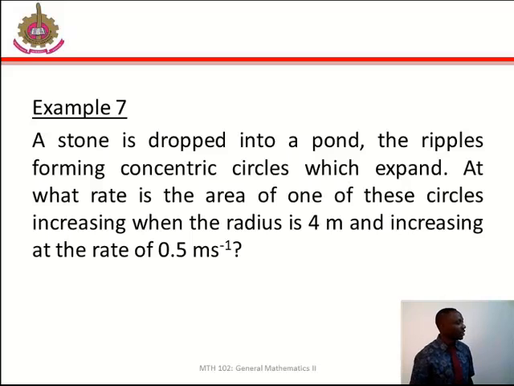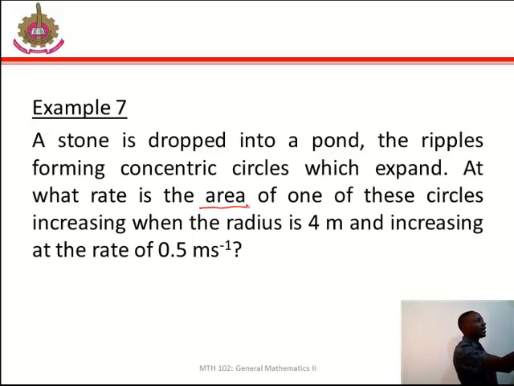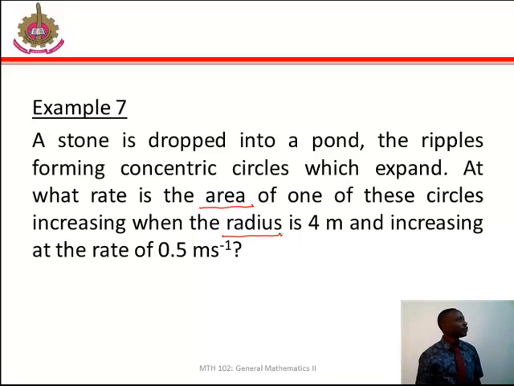From the explanation I gave earlier, it said when two variables are being considered. In this question, we have to identify the two variables being considered, and the variables are the area and the radius. Now we are going to differentiate the two variables with respect to time. That means we are going to differentiate the area with respect to time, and we are going to differentiate the radius with respect to time.